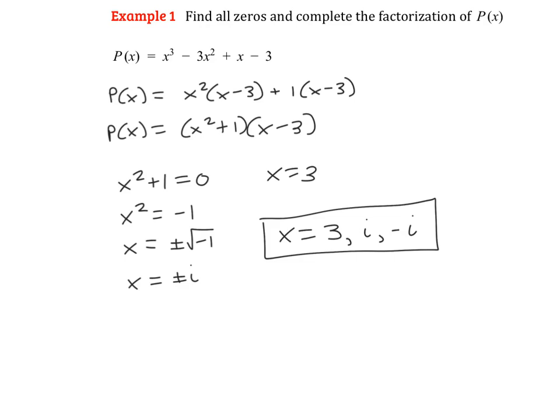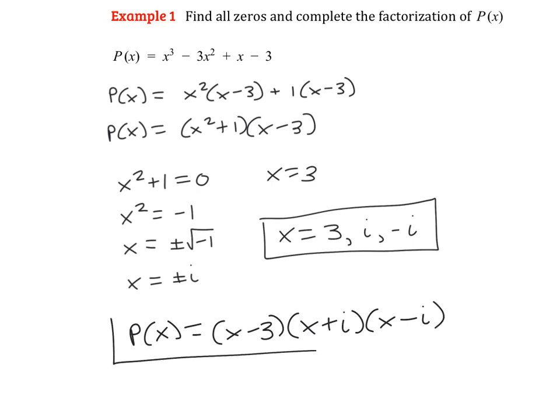Now to do a complete factorization, we can write this in this form. x minus 3 stays the same, and we can actually write this as x plus i and x minus i. So treat your i's as if they were any real zero. Again, these are our zeros, and then we call this a complete factorization of the polynomial.